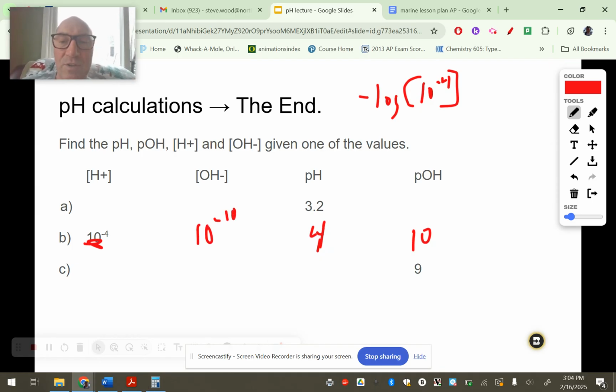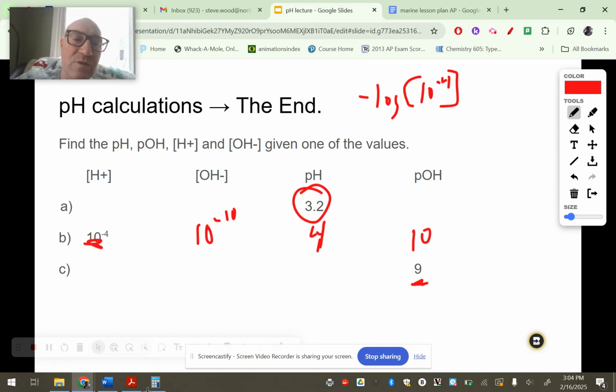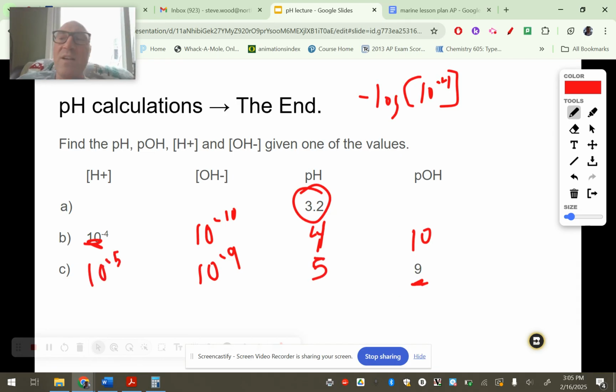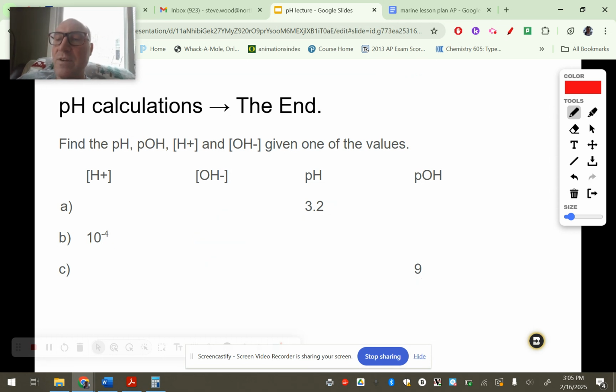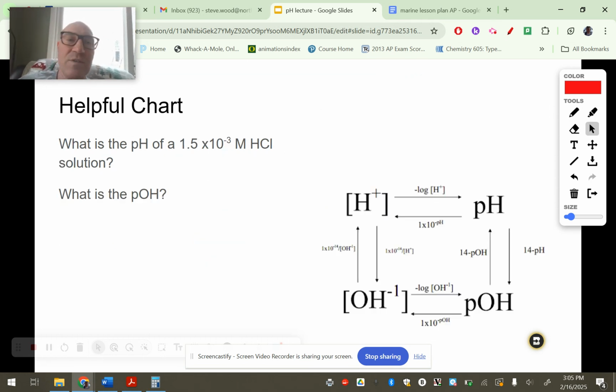So sometimes you can do it in your head. It's only if it's a decimal that you have to plug it in and chug it. So for example, here pOH is 9, so this would be 10 to the negative 9th, which people write that way. And then this would be 5, and this would be 10 to the negative 5th. So that's how you find the pH of these things as you go.